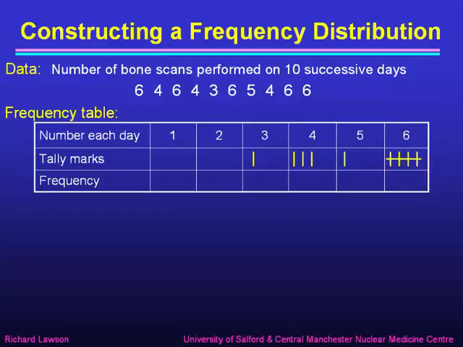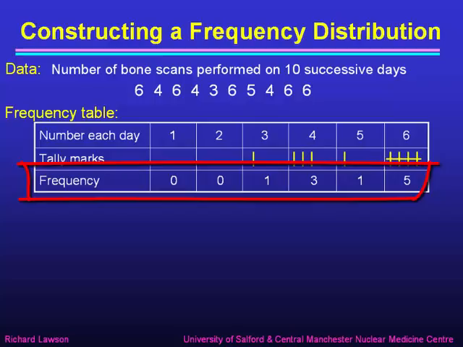Now we need to add up the tally marks in order to get the frequency. There were no tally marks for 1 each day, none for 2, 1 tally mark showing we did 3 bone scans on only 1 day, 3 tally marks for 4 a day, 1 for 5 a day, and a group of 5 for the 6 in a day. This is the frequency of how many days we achieved that number of bone scans.